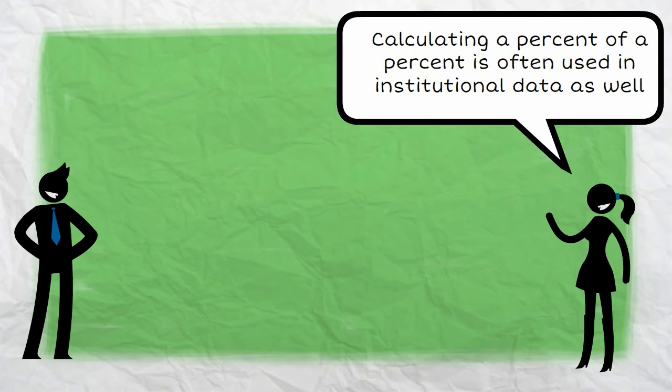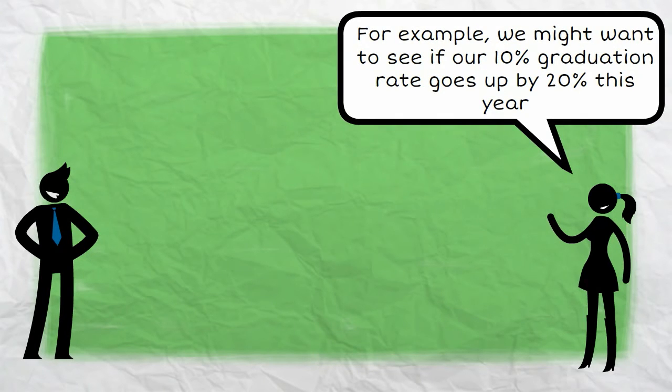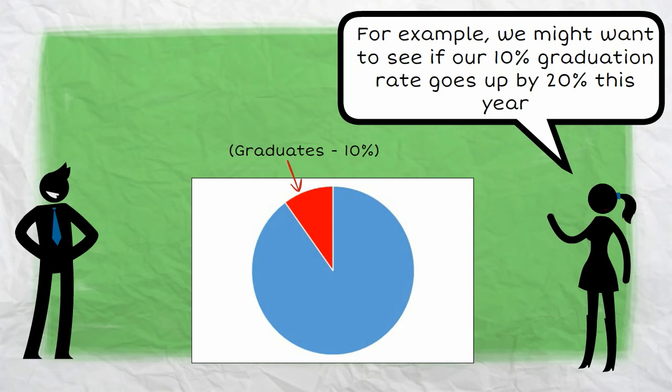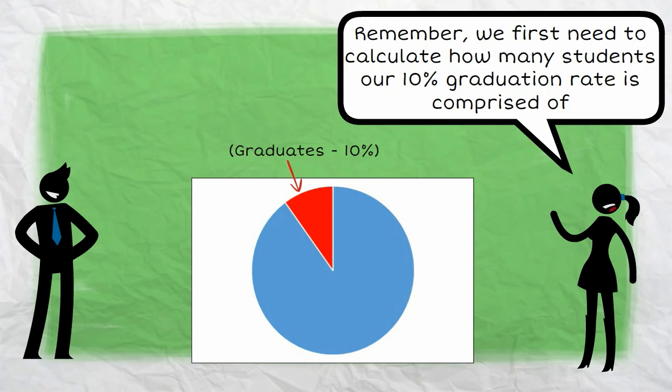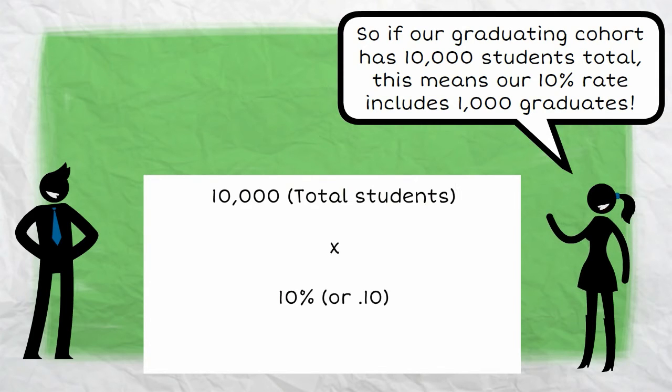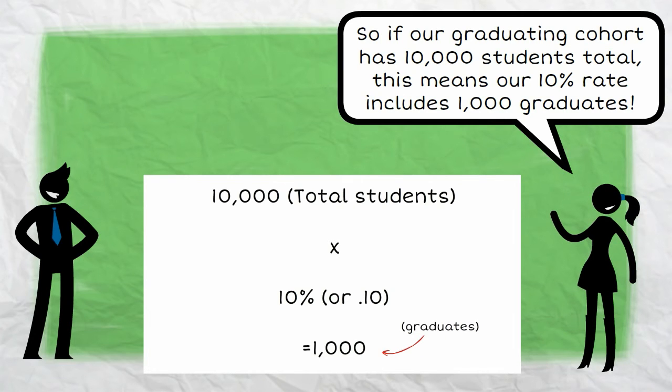Calculating a percent of a percent is often used in institutional data as well. For example, we might want to see if our 10% graduation rate goes up by 20% this year. Remember, we first need to calculate how many students our 10% graduation rate is comprised of. So if our graduating cohort has 10,000 students total, this means our 10% rate includes 1,000 graduates.